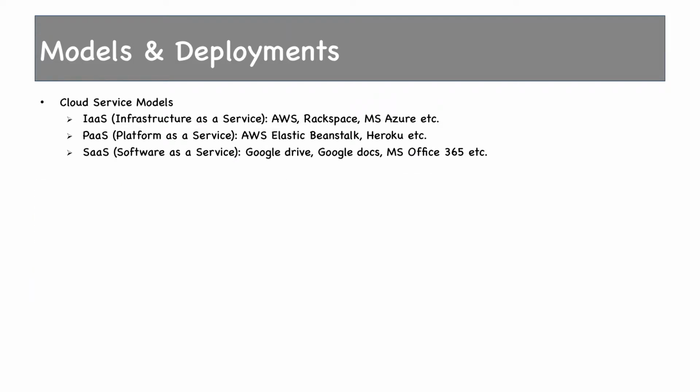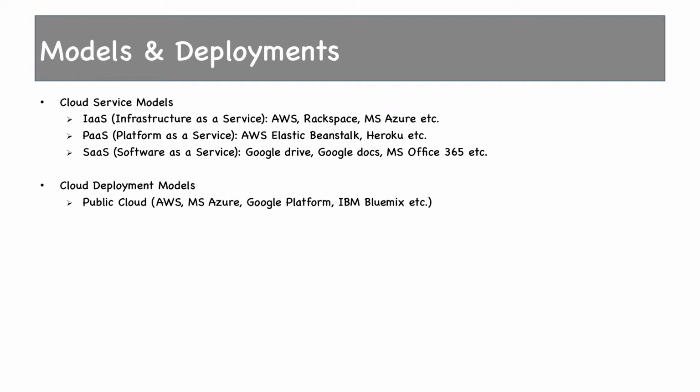Let's see the different deployment models. So we have public cloud, which is AWS, Microsoft Azure, Google Cloud, IBM Bluemix, etc. So why is it public cloud? Because you can use the internet to access their services. If you have internet connectivity, you can use that internet to log into any of the service providers' environment and use it. So as the internet is a public resource, that's why it is called public cloud.